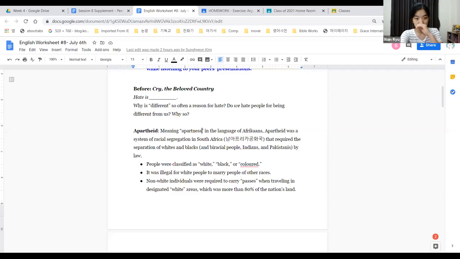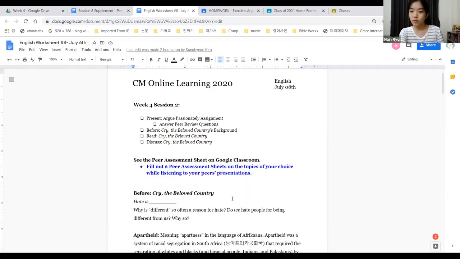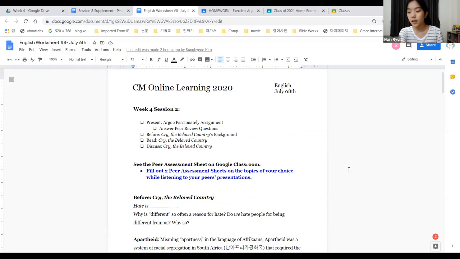So now for our next question, we're going to be looking at the document that we have for today. So we talked about what is hate, and now we're going to talk about why different is so often a reason for hate. Why do people tend to hate or discriminate against people that are different from them? What is the mentality behind that kind of hate?